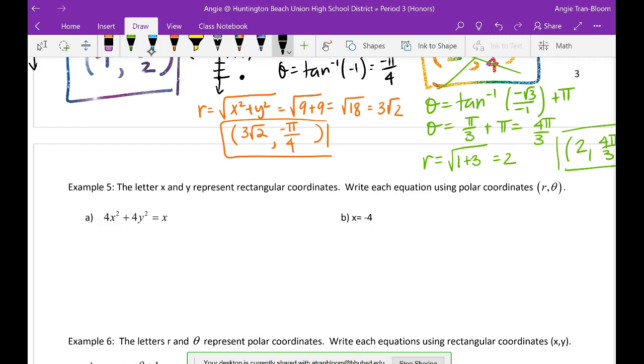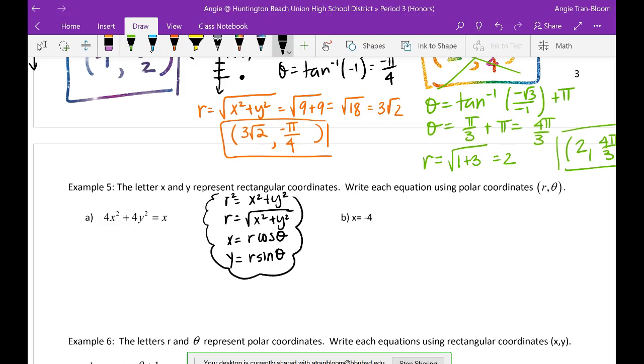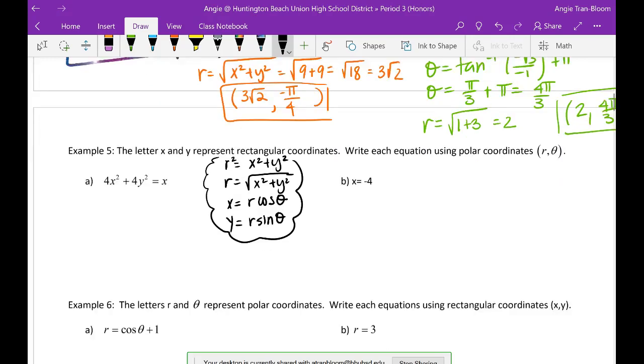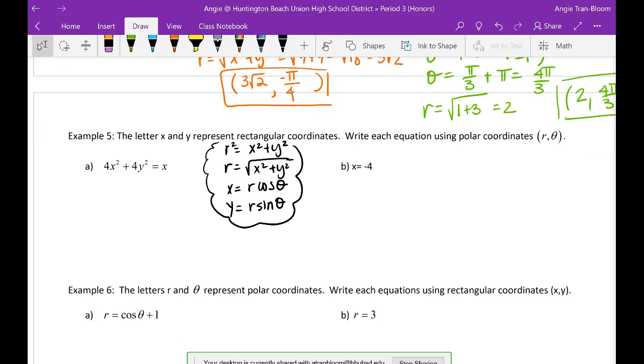So let's remind ourselves. r squared is always x squared plus y squared. The square root of x squared plus y squared is always r. What is x equal to? r cosine of some angle theta. What is y equal to? r sine theta. Great. Those are the things that you have to know, and no, I would never give them to you. Every identity in this class you need to know.